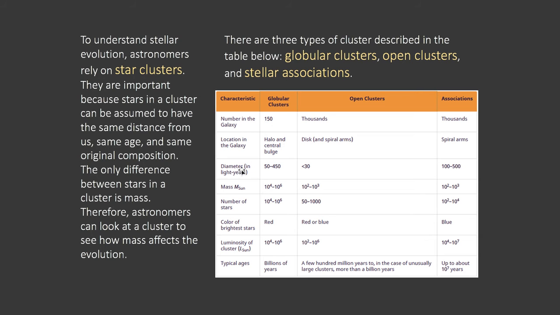Where would you find them? What their diameter is, how big the whole cluster is in terms of diameter and mass. The colors that you'll see: the globular clusters tend to be red, associations are blue, open can be red or blue. Differences in luminosity among them and their typical ages. So a globular cluster will be around for billions of years, open clusters a few 100 million to more than a billion, and then for associations up to about 10 million years. Okay, so those are the different types of star clusters that we will see.